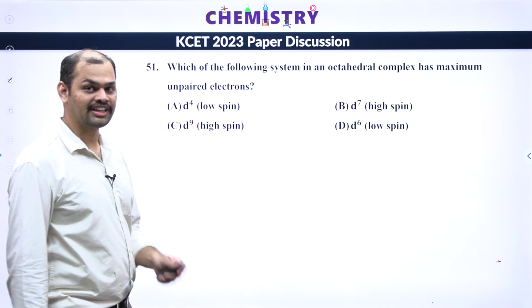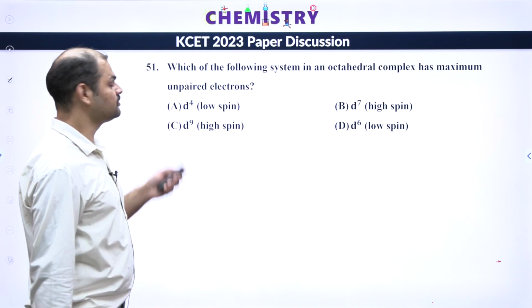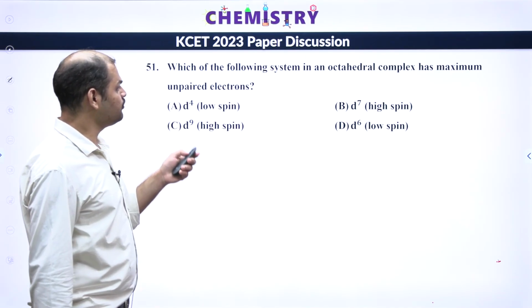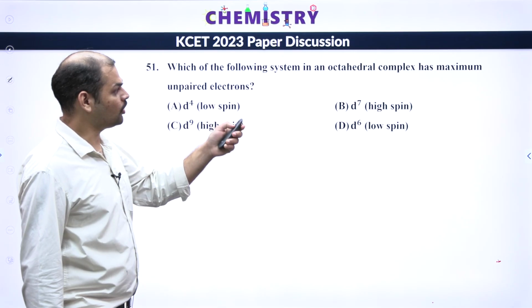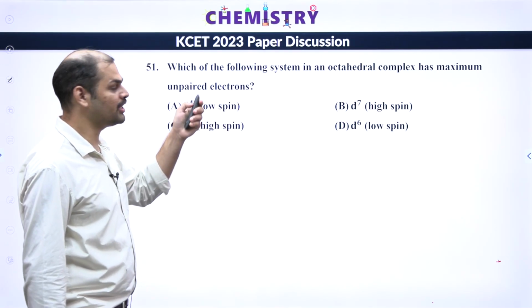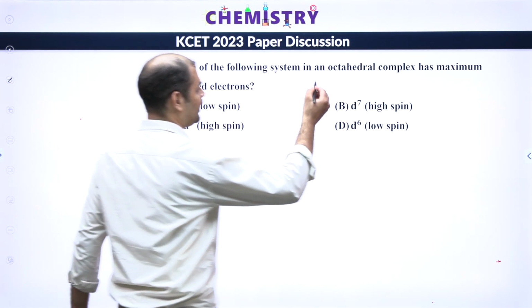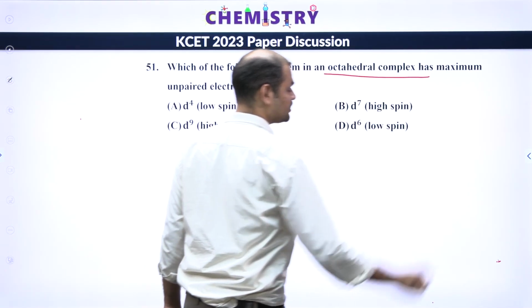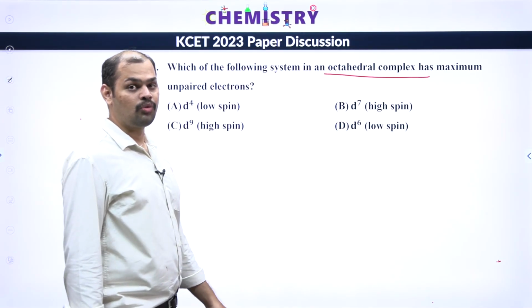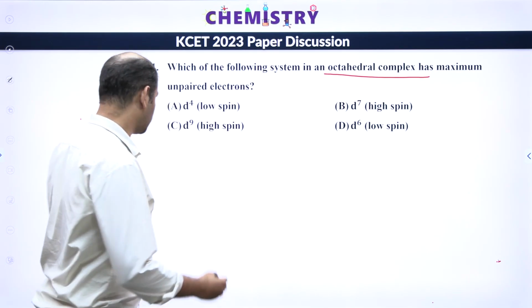Hello students, our next question is 51. Let us read the question. Which of the following systems in an octahedral complex has maximum unpaired electrons? So, first let us focus on this octahedral complex. First, let us understand what the crystal field splitting pattern of octahedral complexes is.